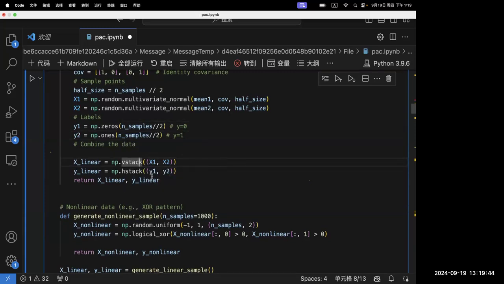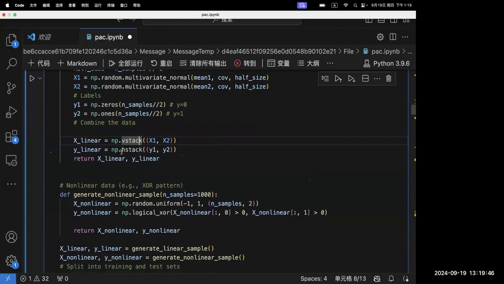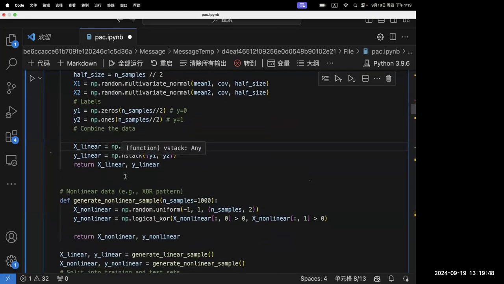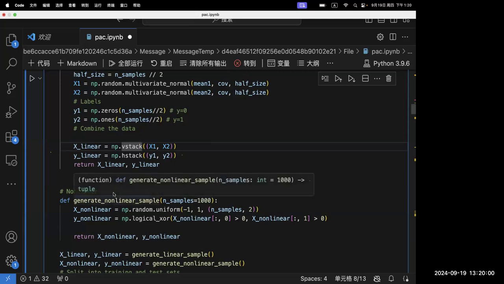And combining them together, we have the training data, which in this case is quite obviously linear. It follows a linear relationship, right? You can use a linear classifier to achieve the optimal classification rules.